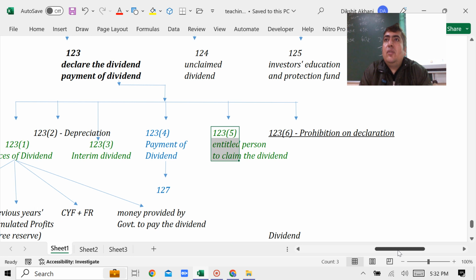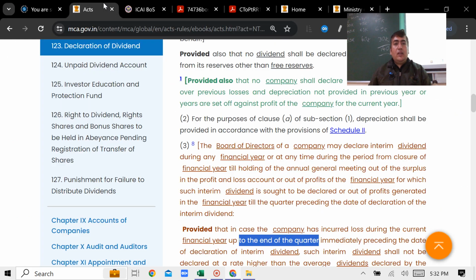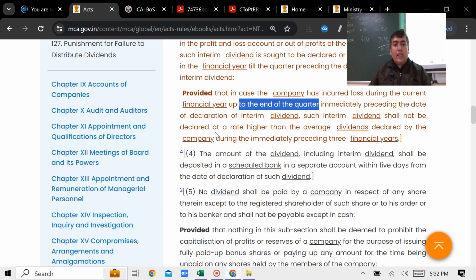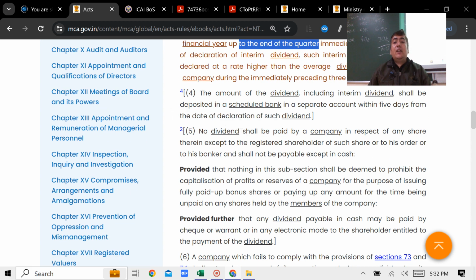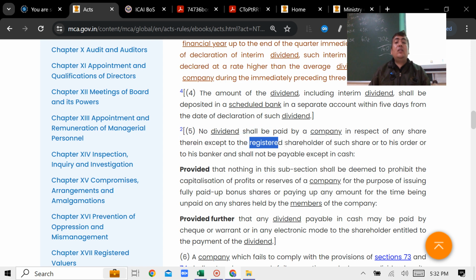So guys, when you read section 123 subsection 5, the instruction provided here is that dividend shall be paid by a company in respect of any shares only to whom, guys? Registered shareholder. In fact, the language goes like this: no dividend shall be paid except to a registered shareholder. So ultimately, the interpretation is what? It shall be paid only to a registered shareholder.